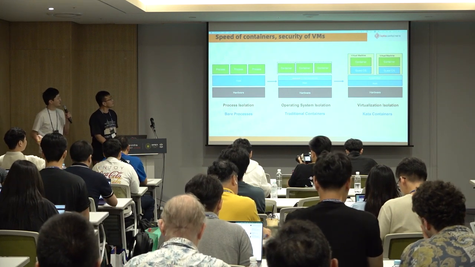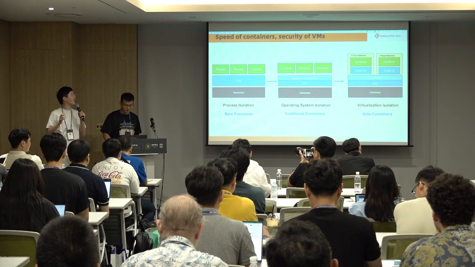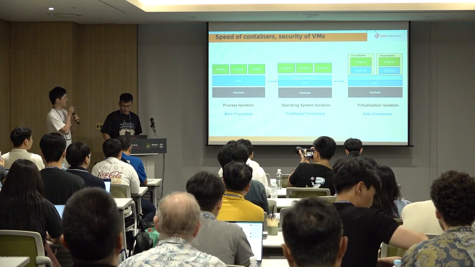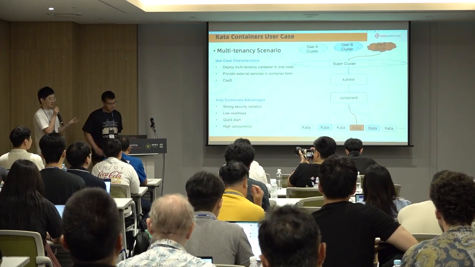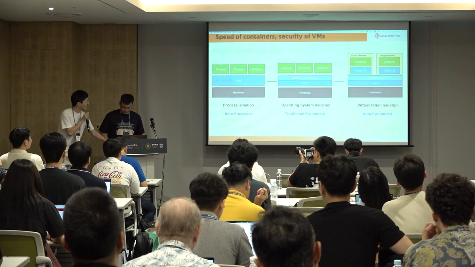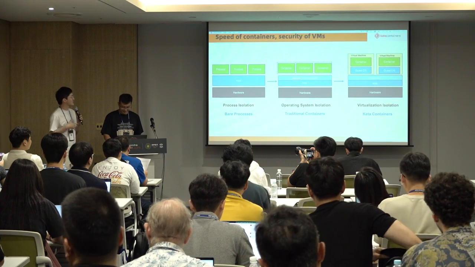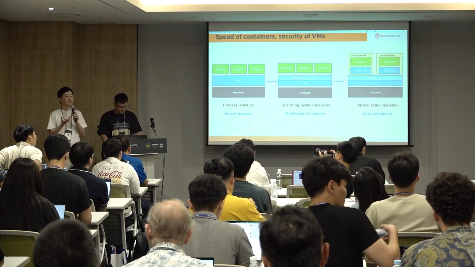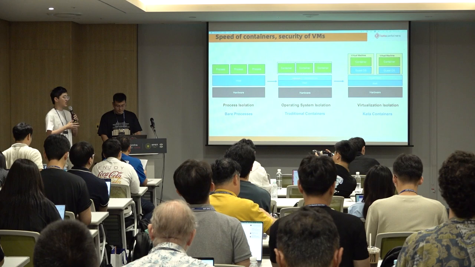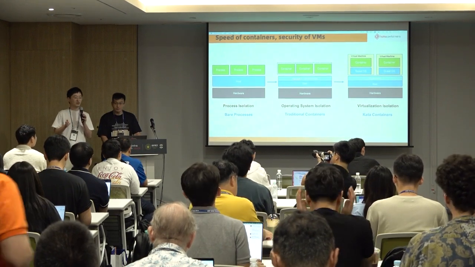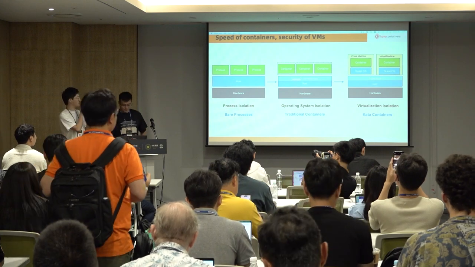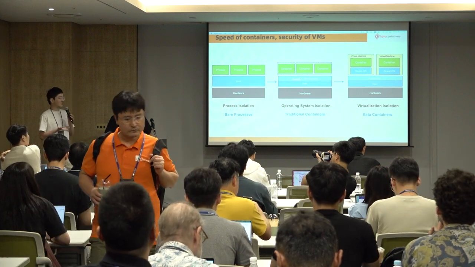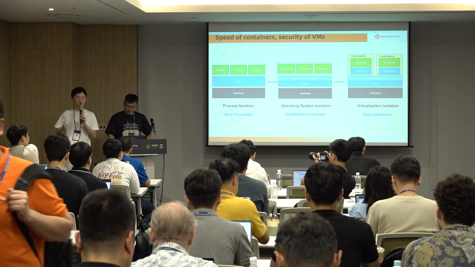Okay, so what is Kata Containers? We have a slogan that Kata Containers has the speed of containers and the security of VMs. So let's first dive into how the concept of Kata Containers has evolved. First, we run our applications on bare metal with bare processes. Then we find some performance and security issues because we cannot separate those different processes properly. So then we introduce containers, using technology like cgroups or namespaces, that can isolate different processes into different containers.